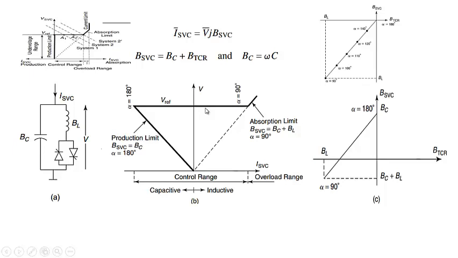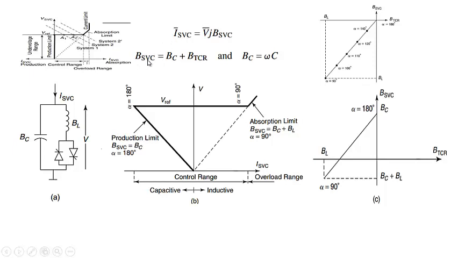Now, the susceptance characteristic should be this. As we already told, the susceptance characteristic was like this in the case of a single TCR, but here BSVC is equal to BC plus BTCR, and BTCR is negative. Now you can compare this equation with Y equals mx plus c. This is a constant term, this is a variable term. Here m is -1, that is the slope, and c is the y-intercept, that is BC, and this is the variable, that is total Y.